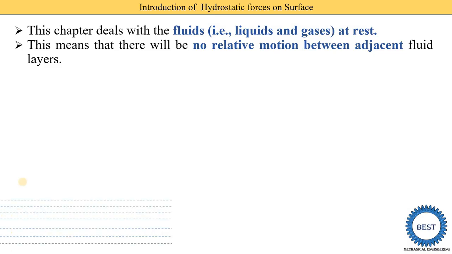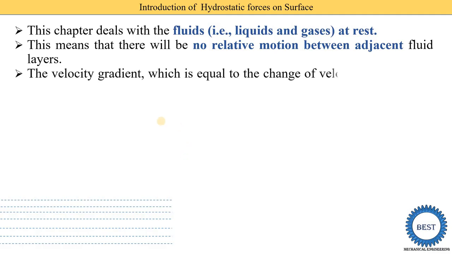Now here we consider one vessel, and in the vessel we store water. So the stored water has different layers. Here we see this is one layer, this is the second, third, and onwards there are a number of layers. And between these two layers there is a certain distance. So the first layer and second layer have no relative velocity. Then it is called a fluid at rest.